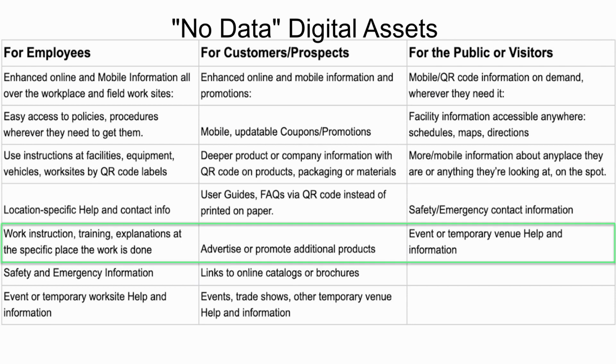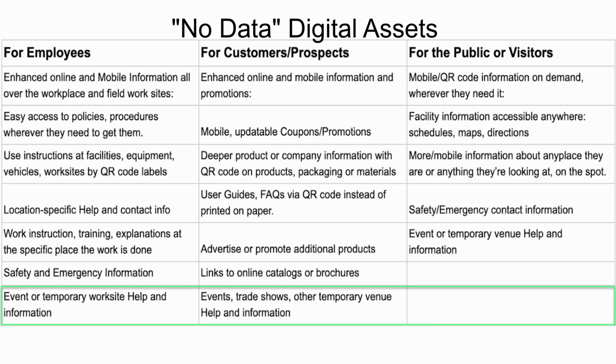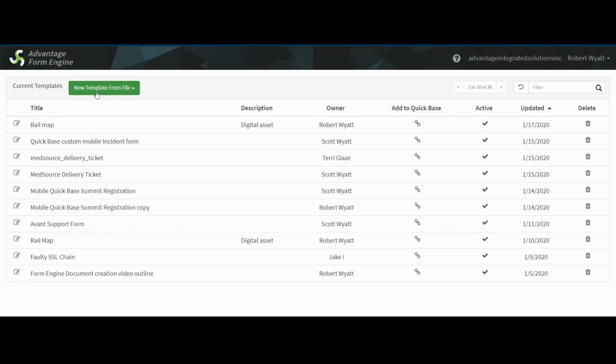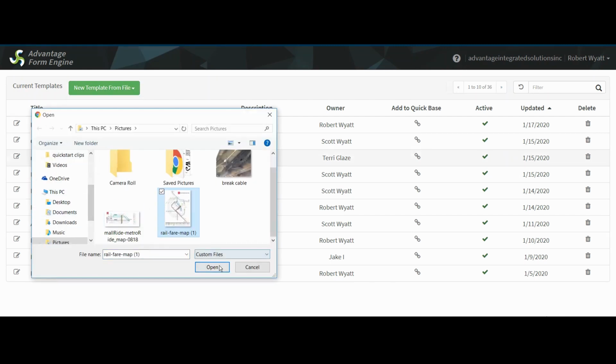They only exist as digitized images in the form engine, so they can be used anywhere with no user licensing and no user authentication. To digitize an asset like this, you're going to click New Template from File and upload any JPEG, PNG, PDF, or Word document like this.